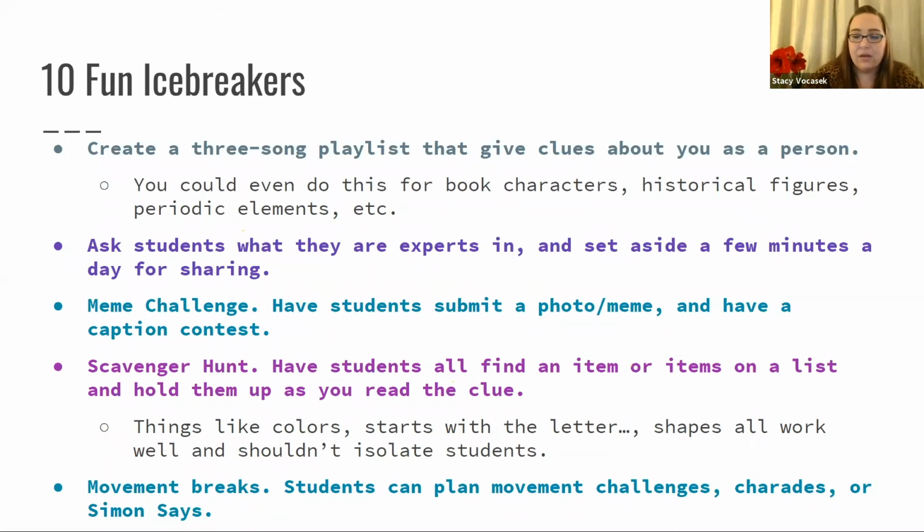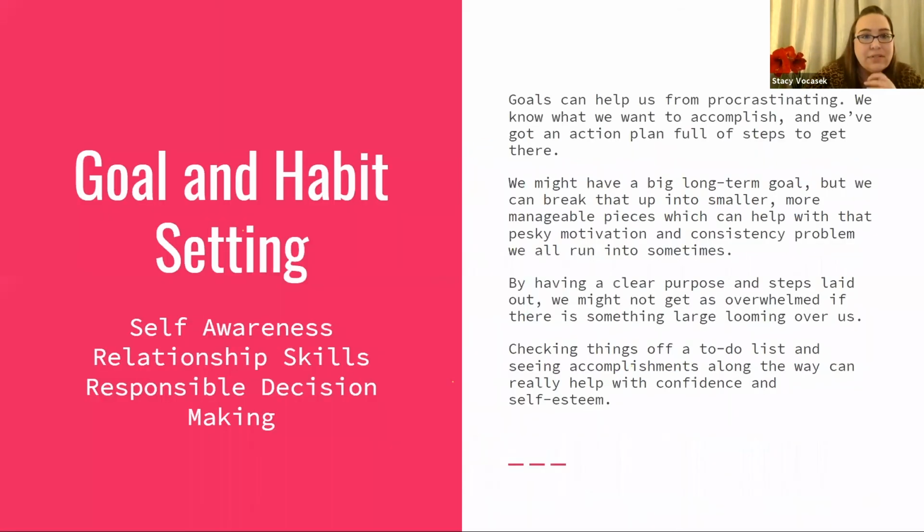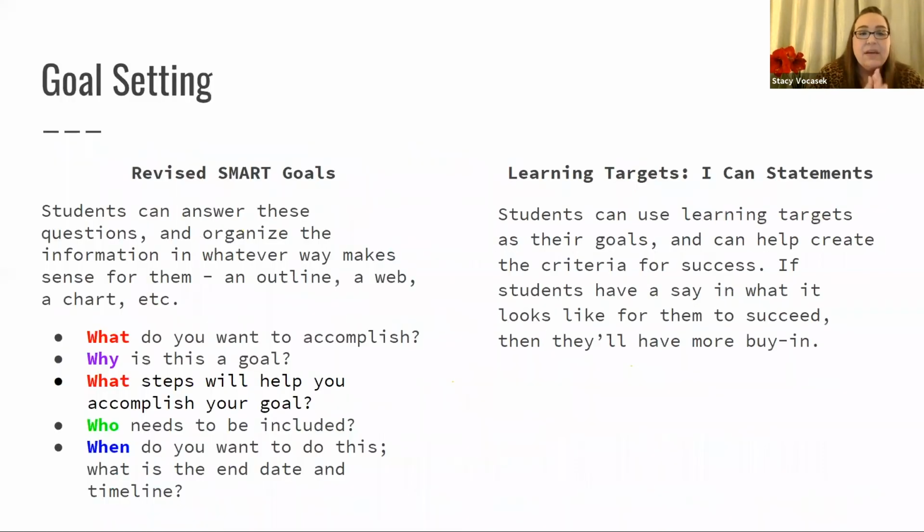I think I'm almost, oh yeah, goal and habit setting. I'm almost done. We're almost through all of the strategies that I've got for you. We all know that goal setting is really important, habit tracking. So I've got a few different ways to embed this into our worlds with our kids.